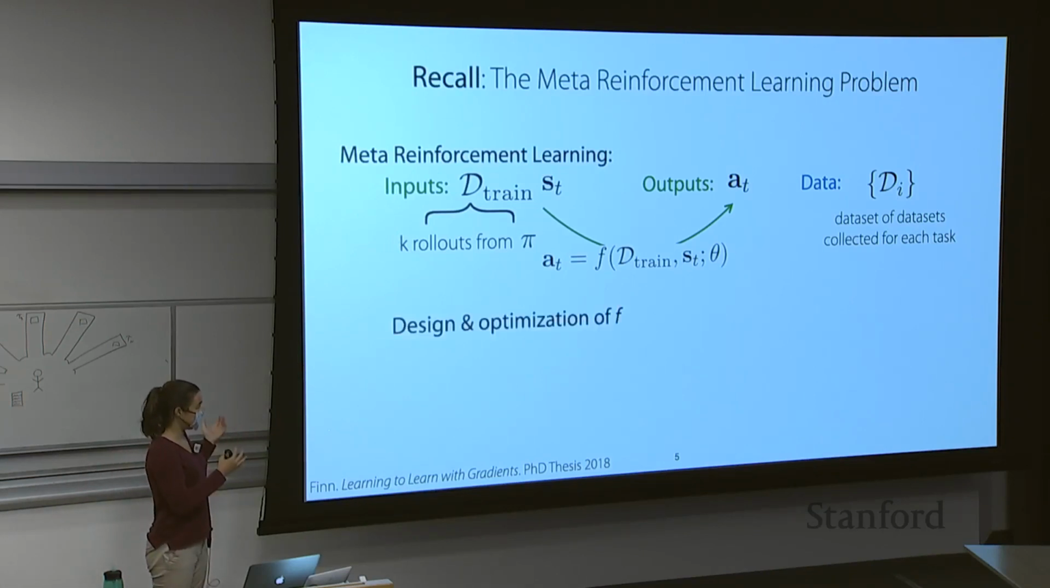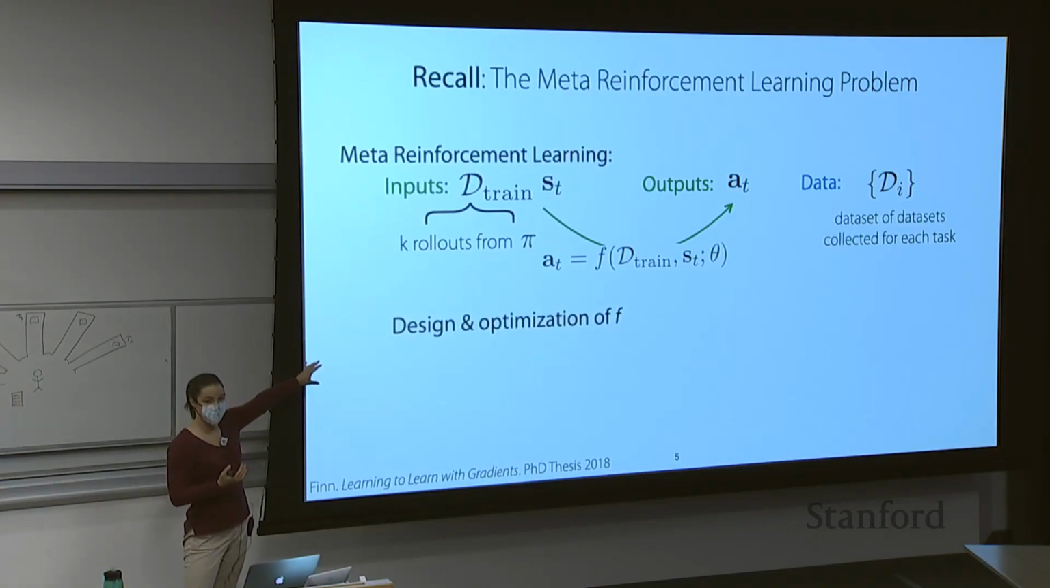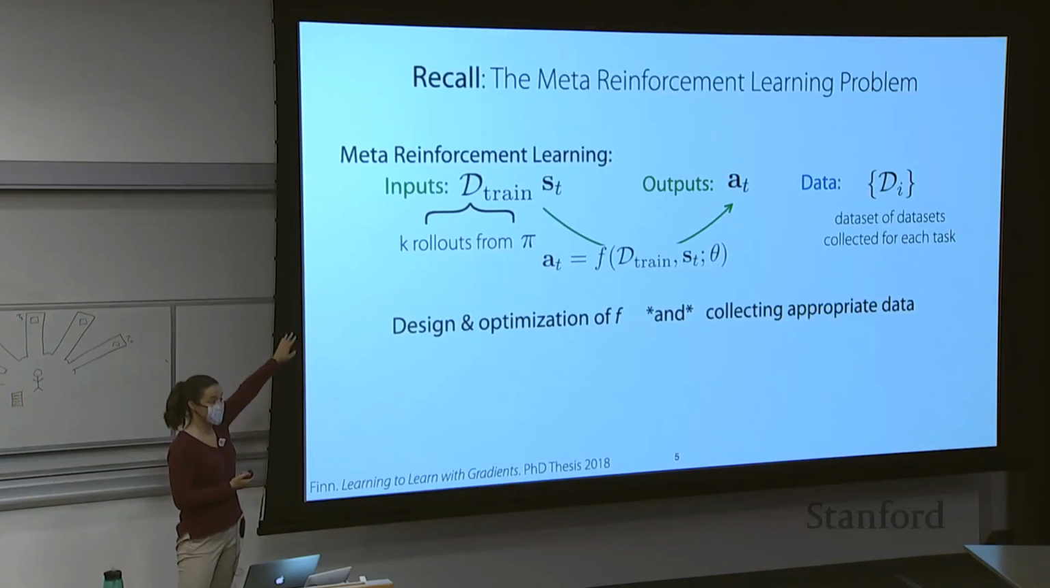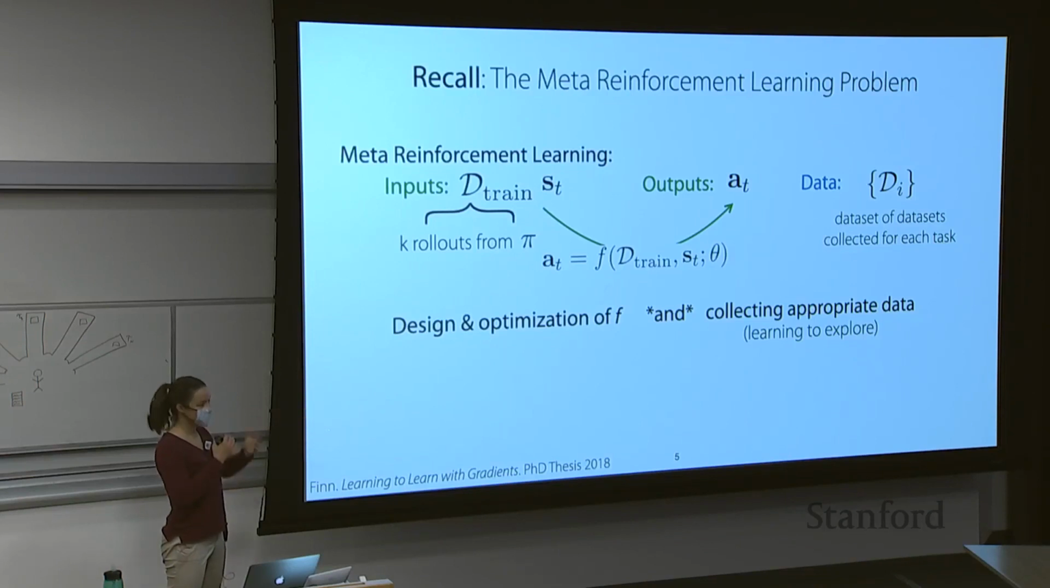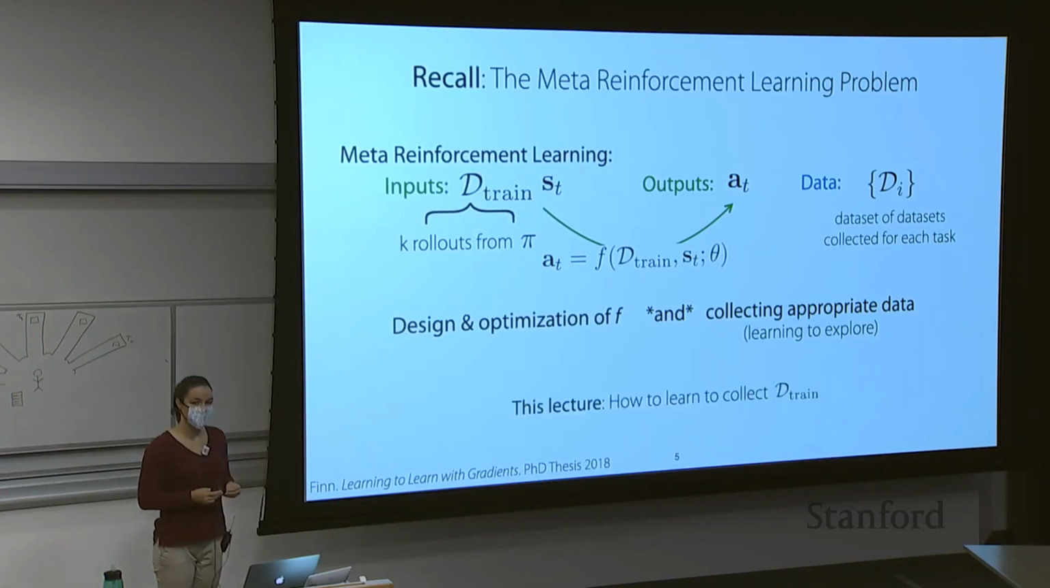And so there are two aspects of the meta-RL problem. One is picking a good function f that can learn how to adapt from data. And the other is figuring out how to actually go about collecting and exploring in the task. And the second part is essentially the problem of learning how to explore. And this is exactly what we'll be focusing on in this lecture.